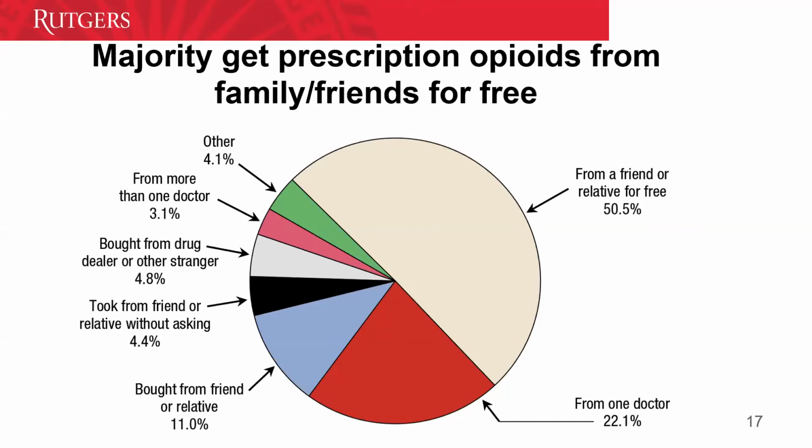As you can see from the pie chart, over 50% actually do receive it from people that they know, a friend or a relative, for free. And that next biggest chunk is coming from a doctor. Recent federal data indicate that over 50% of those who abuse prescription medications obtain them for free from friends or relatives. This reality points to the need for education and outreach targeting families and friends that highlights the importance of not sharing medications and proper medication storage and disposal strategies.